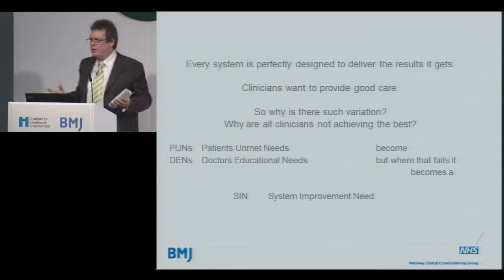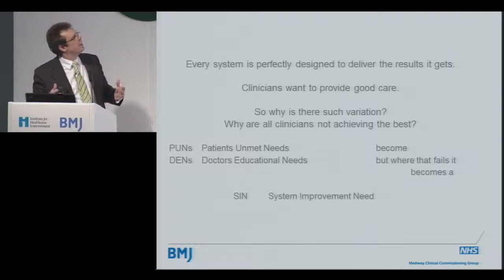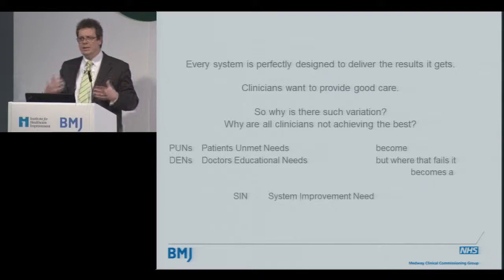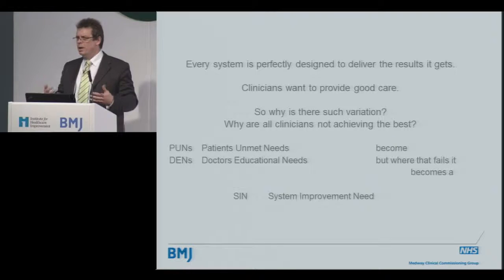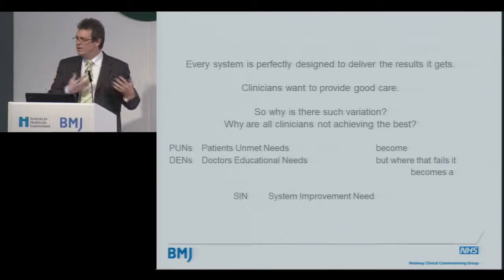So why have we got all this variation going on? And this is where you start thinking. If a system is designed to deliver what the system is delivering, we're delivering a lot of variation. Now, either everybody trying to do the job is doing it badly, or they're trying to do a really good job, which is what I believe they're trying to do, but it's difficult.